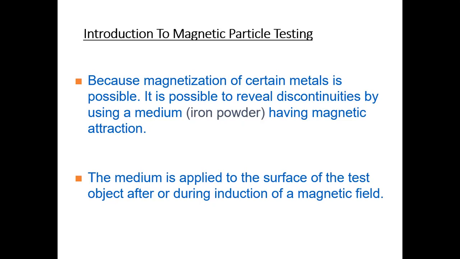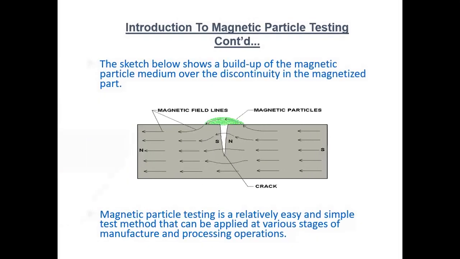The medium is applied to the surface of the test object after or during induction of the magnetic field, meaning while we are applying current, while current is flowing, at the same time we are applying magnetic ink, or we can say iron particles.